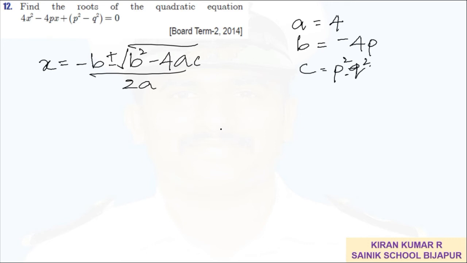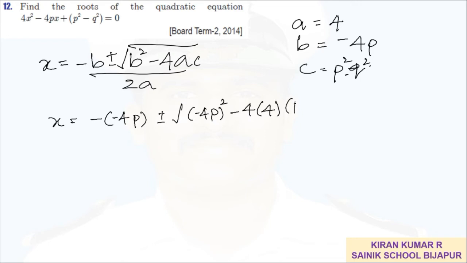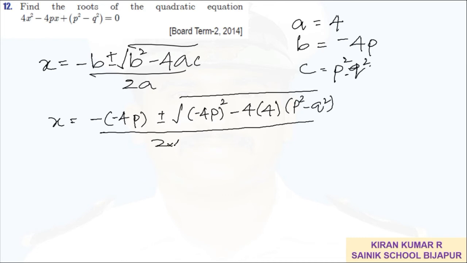Let's substitute. We'll be getting x as negative of negative 4p plus or minus root of minus 4p whole square minus 4 times a value is 4 and the c value is p square minus q square divided by 2a, nothing but 2 times 4.